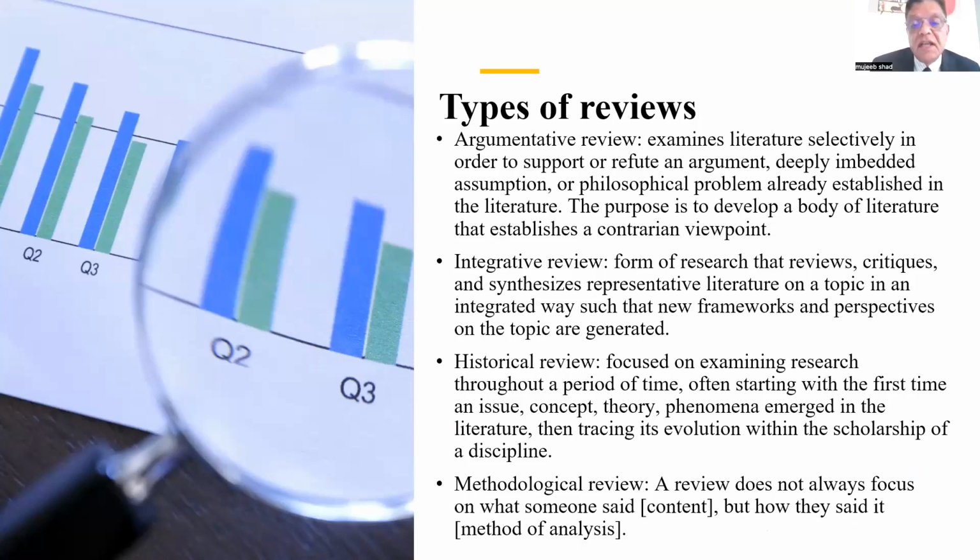So these are the different types of reviews for which you may want to write an abstract. They can be an argumentative review, in which you selectively review the literature to support or refute an argument. It is embedded in an assumption or philosophical problem already established in the literature, but you want to challenge it because you have a different point of view.